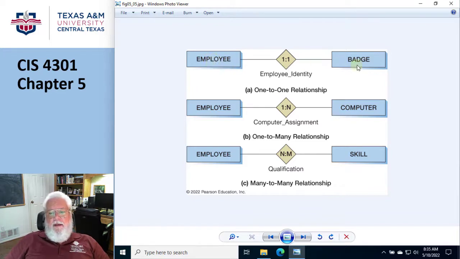One employee has one and only one badge. A badge is assigned to only one and only one employee. An employee may have one or more computers, okay? So this is like a one-to-many. But a computer only has one employee. So I can have a laptop and a desktop, but both of those belong to only me. None of them are being shared.